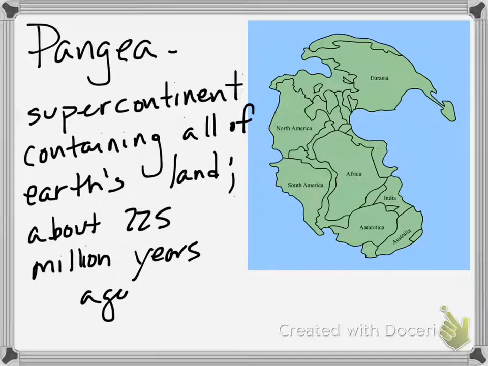Pangea. Pangea is this supercontinent right here. It was the idea that all of Earth's landmass was hooked together in one giant landmass. So if you take a look at those closely, you can see some different continents on there. At one point, this theory says that they were all together, and this was about 225 million years ago.